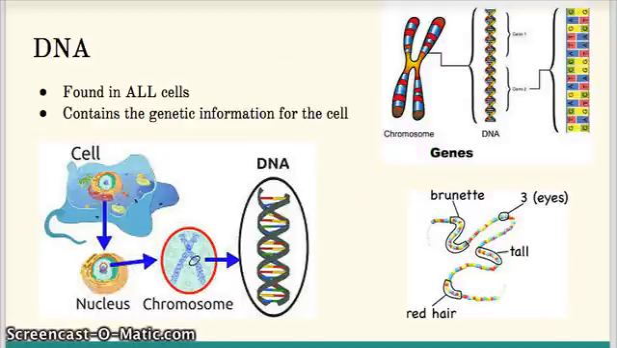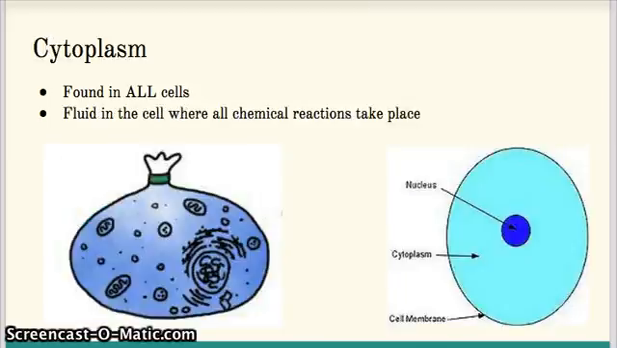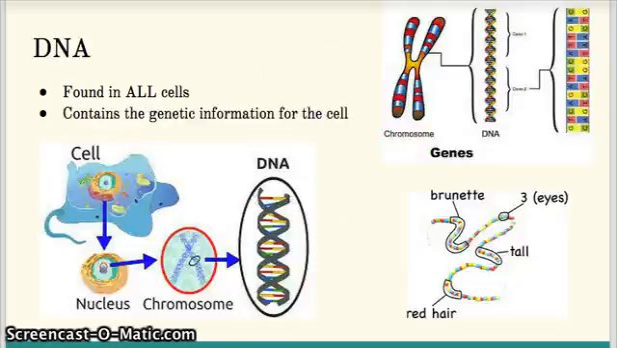DNA. DNA is one of our nucleic acids. DNA is found in all cells, and that controls our genetic makeup. Now remember, in prokaryotes, it's not in a nucleus. In eukaryotes, it is. But everything has DNA. They need it to live. All right, so those are the four things in all cells: the cytoplasm, the cell membrane, the ribosome, and the DNA.